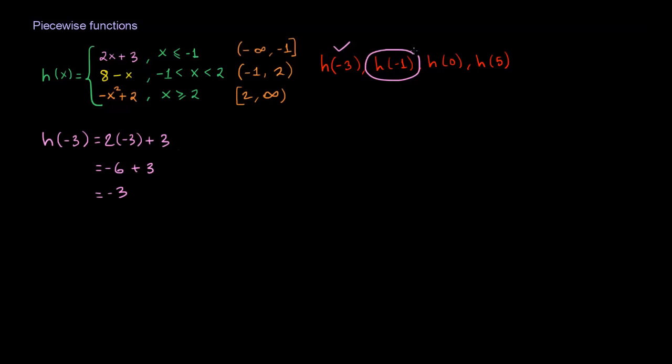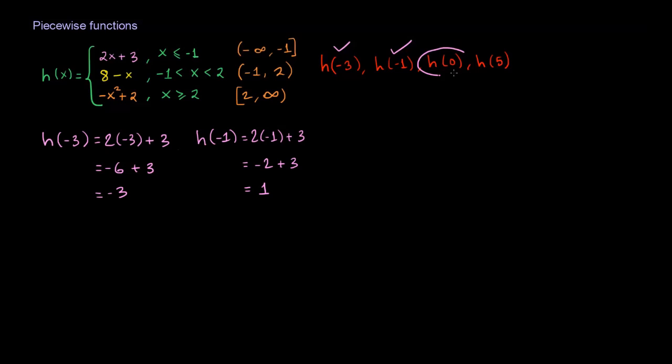Now let's go for the second one, h of -1. Well, h of -1 falls in this interval, because the -1 is included. Just be sure not to confuse it with the other one. So we have to use this expression as well. It will be h of -1 equals 2 times -1 plus 3, so -2 plus 3, which is positive 1. That will be it for h of -1. So we're done with this one.